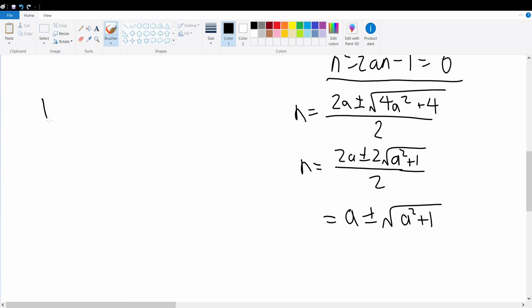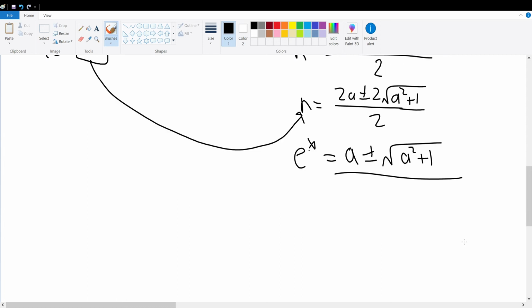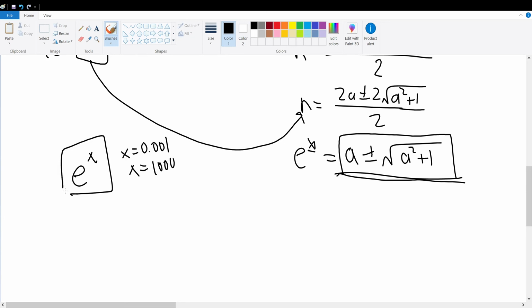And remember our assumption. We assumed e to the x to be equal to n. We can now reapply e to the x back into the n variable to get e to the x is equal to this quantity right here. And to find the variable of x, we must take the natural log of this quantity. But before we do that, we must analyze whether we keep the plus or the minus symbol. E to the x power, whether x is small, such as 0.001, or big, such as 1,000, this quantity's result will always be greater than 0.